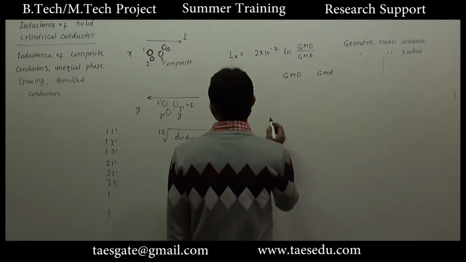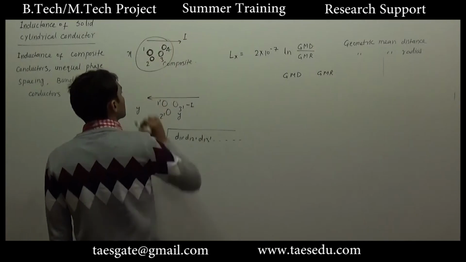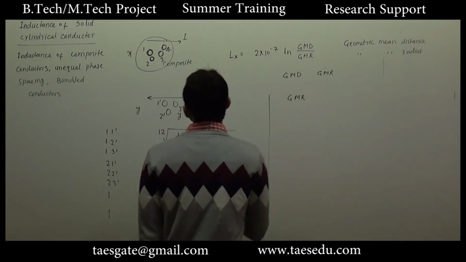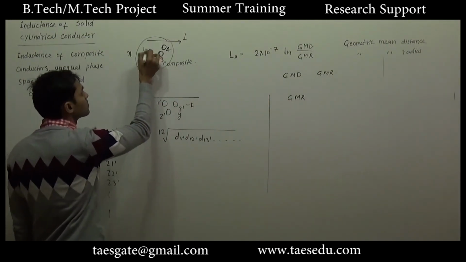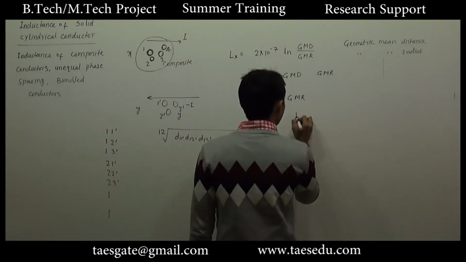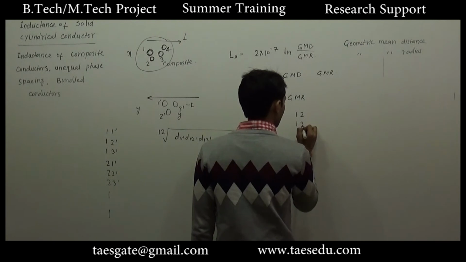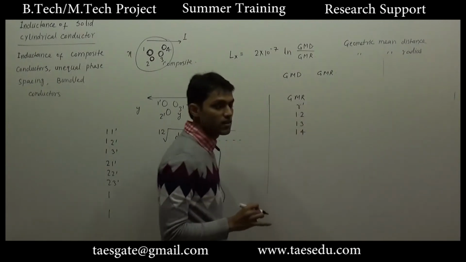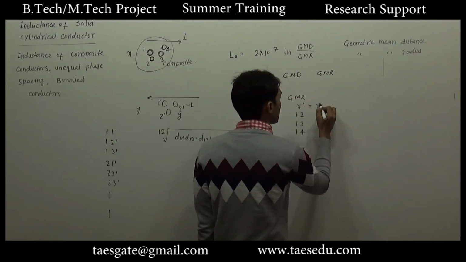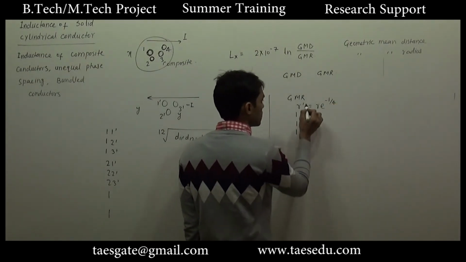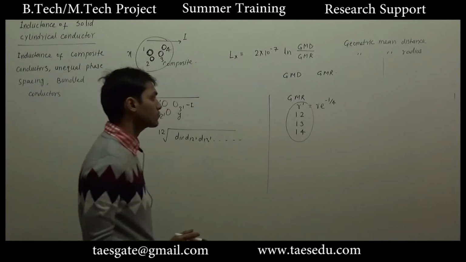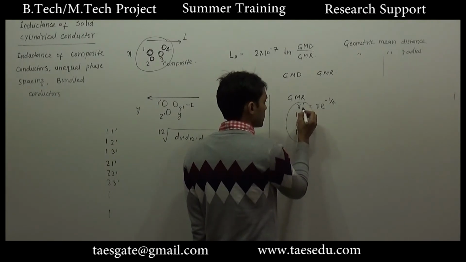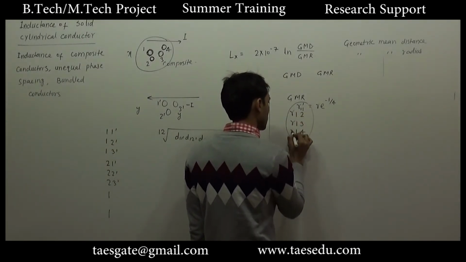For calculating GMR, we will have to confine ourselves to the X part only. To find GMR, think of the first conductor: the distance of the first conductor from the second, from the third, from the fourth, including its R dash. I have already discussed what R dash is: R into e to the power minus 1 by 4. So for the first conductor alone we will have 4 types of distances. I will represent them as R11, R12, R13, R14.